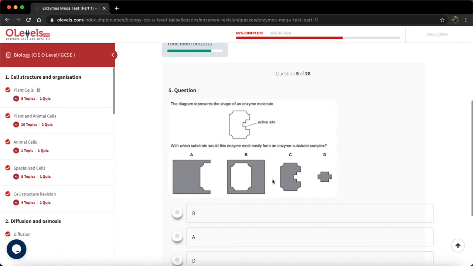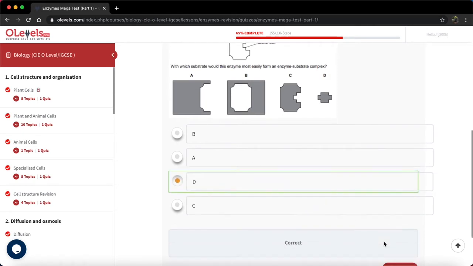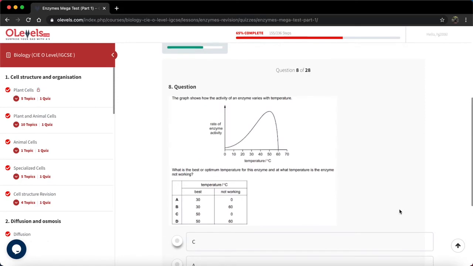So which of the substrates can exactly fit into this enzyme? So this cannot fit in. This even cannot fit in this smaller piece. These are the active sites. This is too big to fit in, and this one can perfectly fit in. As you can see, this part can exactly fit into this part of the active sites of the enzyme. So I think D is the correct option. Check it. It's correct.